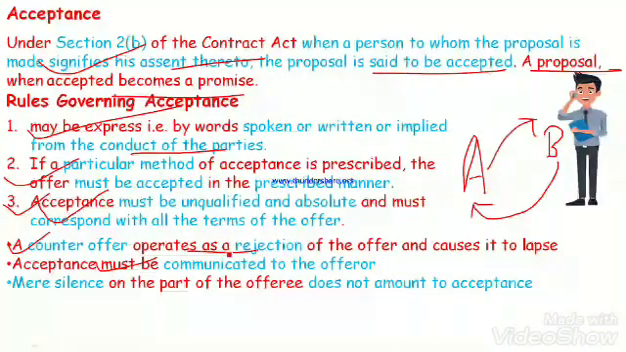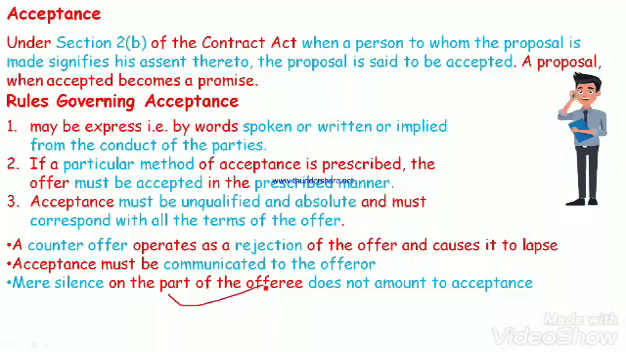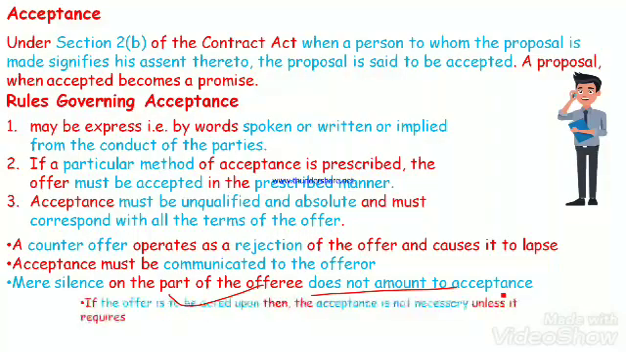Till now I didn't tell you the meaning of offerer and offeree. Offerer means the person who is giving the offer, and offeree means the one who will accept the offer. B is considered the offeree in the case of A and B, and A will be considered the offerer. Mere silence on the part of the offeree doesn't amount to acceptance. It means that if you are silent and have accepted in your heart, it will not be considered acceptance.